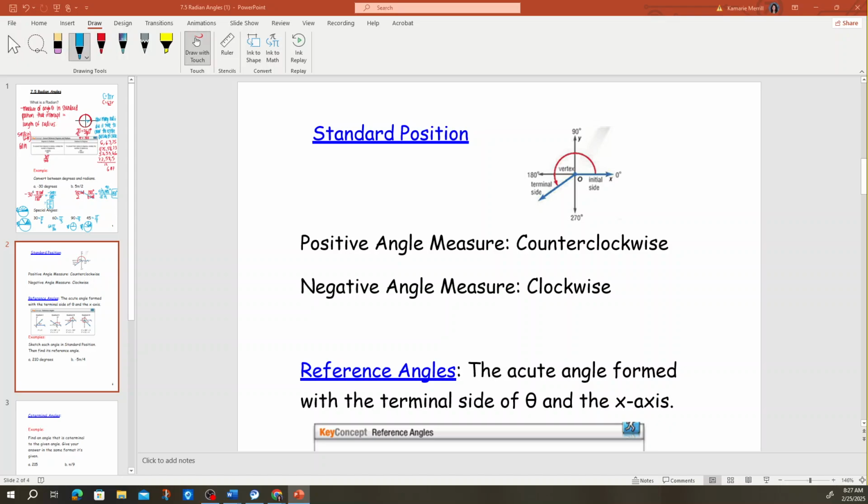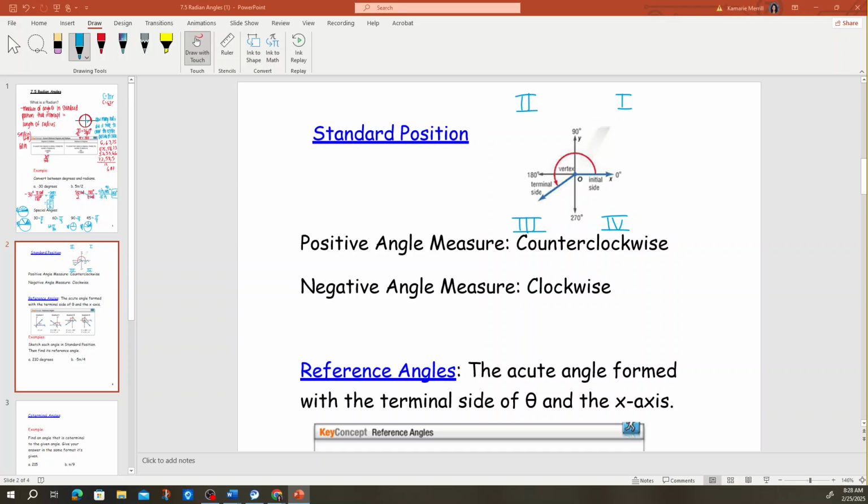Do you guys remember naming these quadrants? Quadrant 1, quadrant 2, quadrant 3. I'm using Roman numerals because that's what we usually use, but quadrant 4. Do you remember how we go counterclockwise? That's the rotation you go around on the unit circle, and so that's why we go counterclockwise. So a positive angle is going to be counterclockwise. Clockwise, going the other direction, is a negative angle.